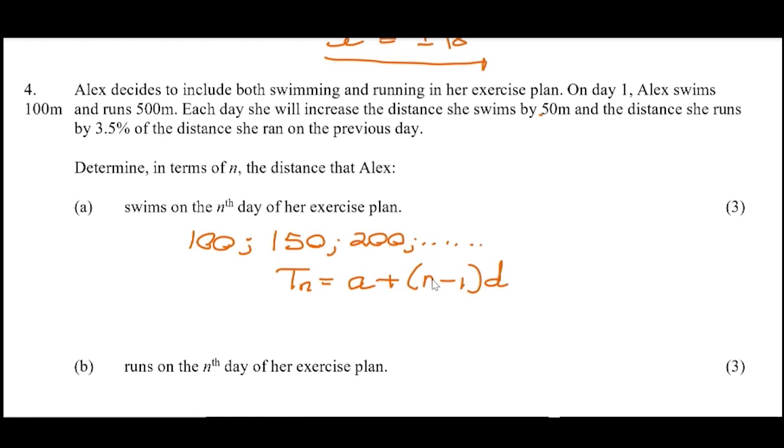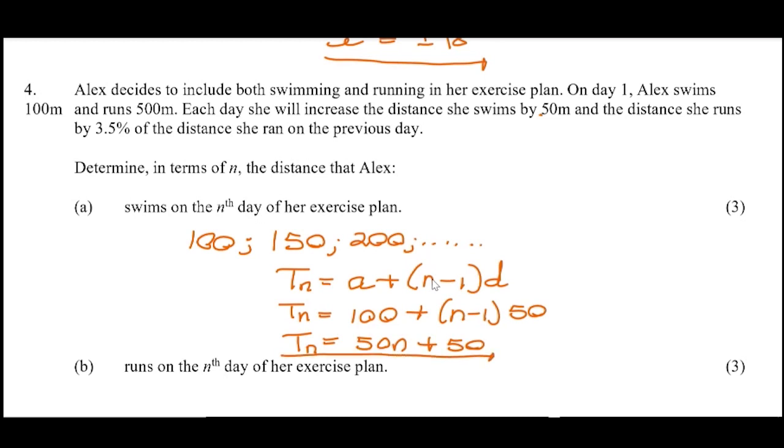And we know that a is 100. And we know that d is 50. If we simplify all of this, we actually get 50n plus 50. Right, and that's how far she swims on the nth day. Right. How far does she run?